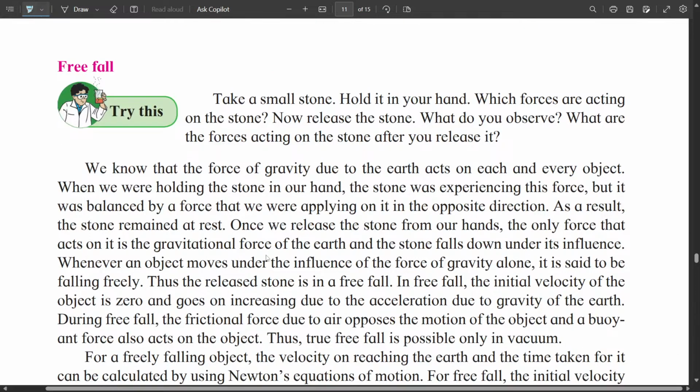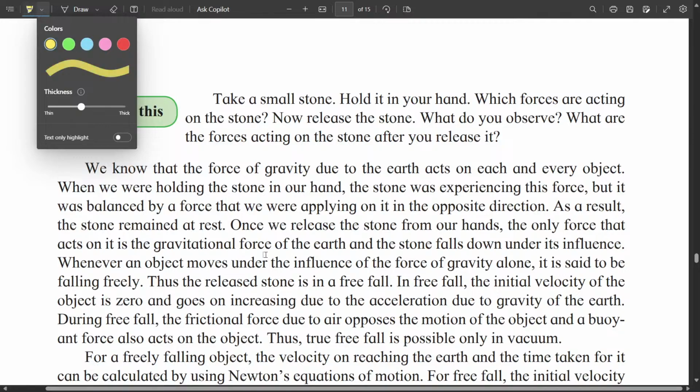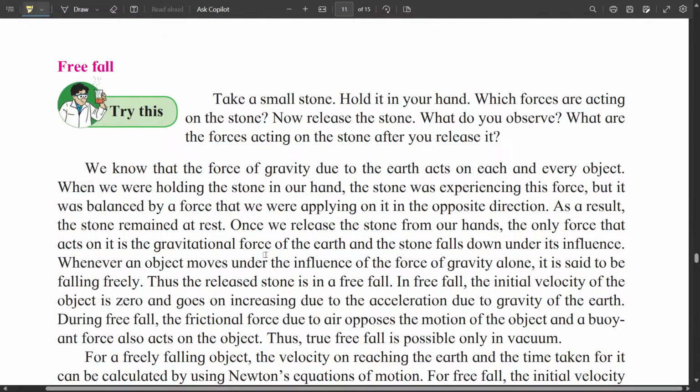Next topic is free fall. Take a small stone, hold it in your hand. So what are the forces acting on the stone? If the stone is in your hand, then the gravitational force is acting in the downward direction, but your hand is providing a muscular force which is equal and opposite to the gravitational force, and that's why the stone is stationary, it doesn't fall down.